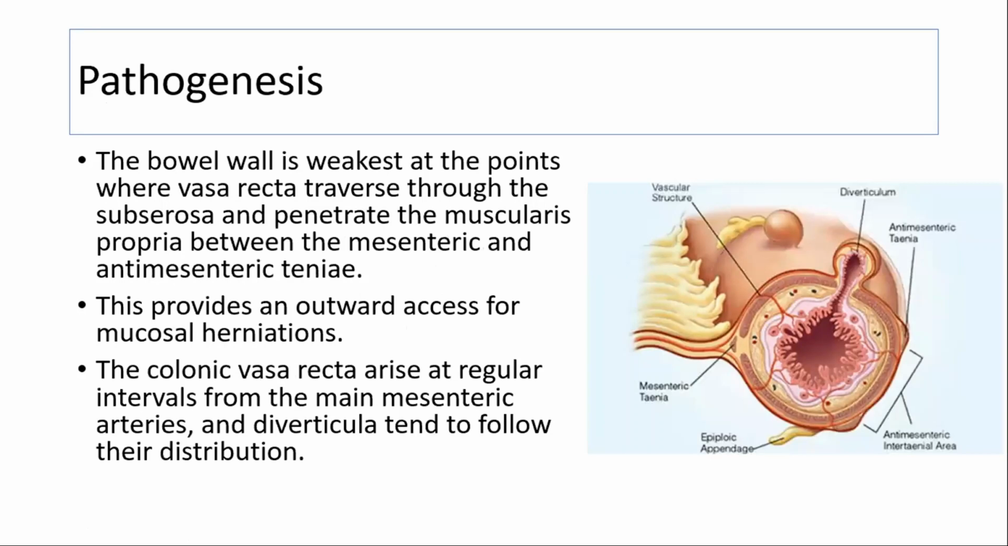So what happens in diverticular disease? How do diverticula develop? Basically, if we study the bowel wall, it has weak points where the vasa recta traverse through the subserosa and penetrate the muscularis propria, at the area between the mesenteric and anti-mesenteric tinea. Because of this, these are the weakest points, so the mucosa can protrude or herniate through them. Because the vasa recta traverse the wall at regular intervals, diverticula also follow this distribution.